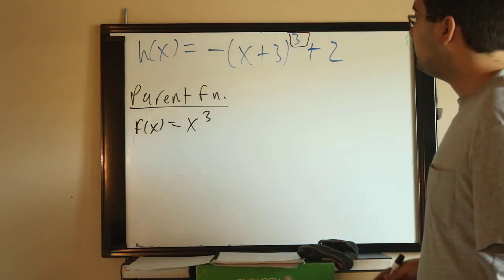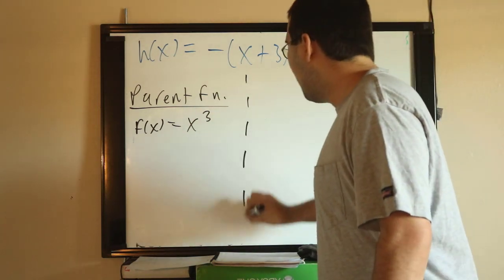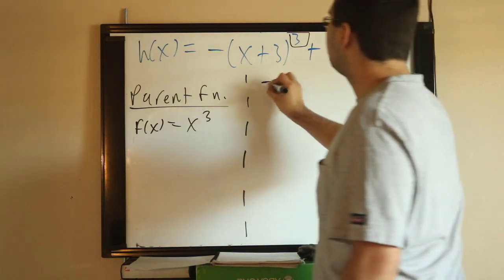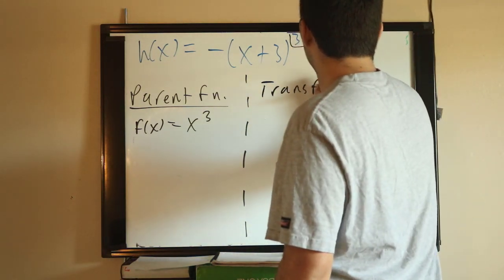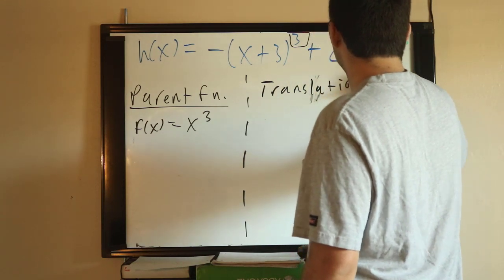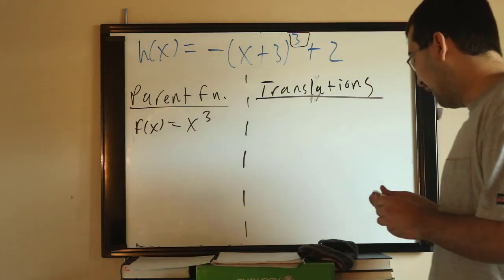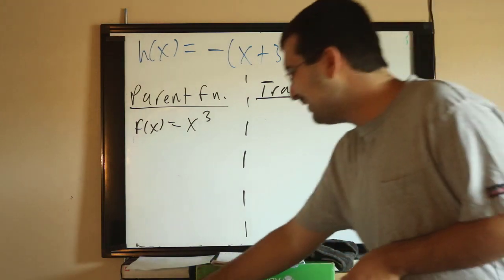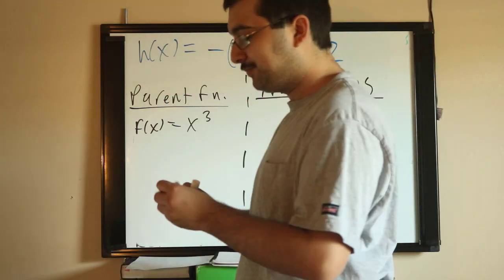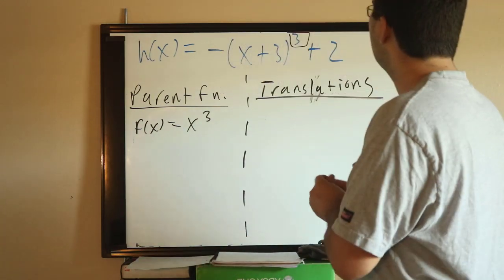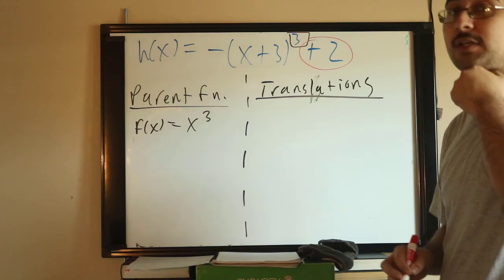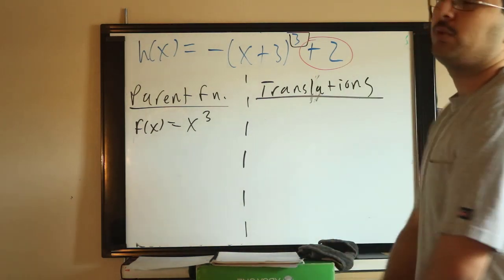All right? So after we identify that, let's go ahead and list our transformations, or translations. Let's go ahead and list those. All right? And I've already listed them off, right? So let's make sure we understand what each one is. So this plus 2, that is a translation, right? Well, what type of translation is it?